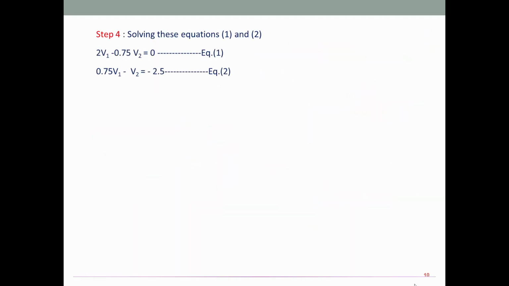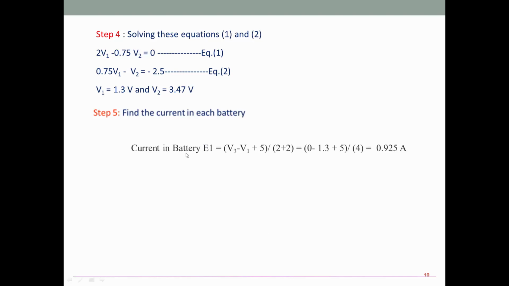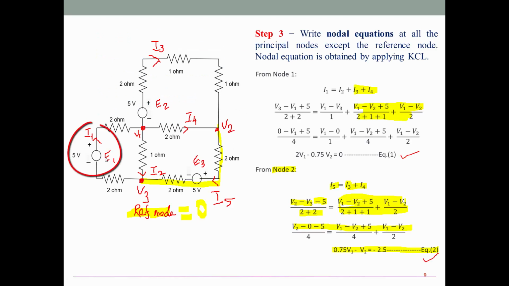Step 4, solve these two equations and get the value of V1 as 1.3 volt and V2 as 3.47 volt. Then find the current in each battery. This is your actual question. Current in battery 1. Let me identify what is battery 1. This is battery E1 and this is battery E2, and here finally battery E3 according to my assumption.